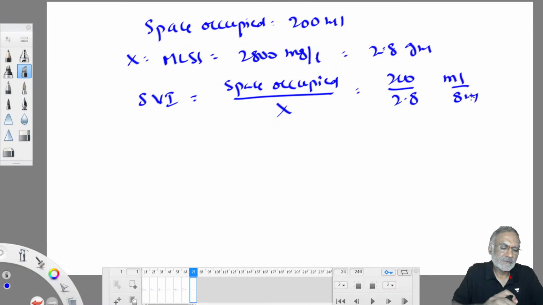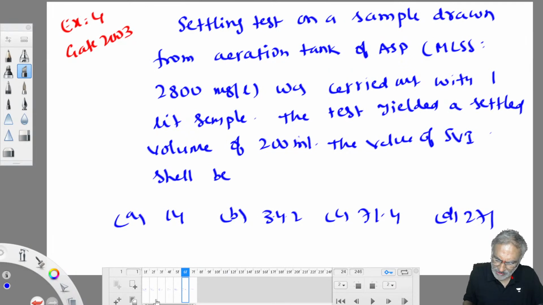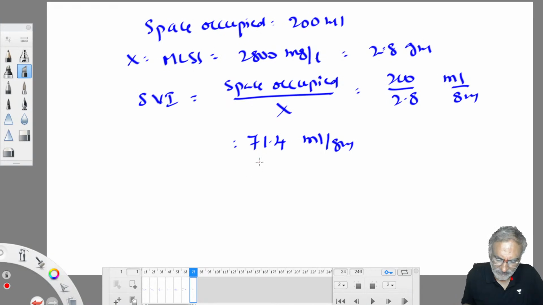Any difficulty? Anil Kumar, if you understand the concept, no difficulty. 200 by 2.8, 71.4 ml per gram. So which option is matching? C is matching. So like that you tick mark. Comfortable now? Activated sludge process. So 3 questions we solved before the break, in the first session. Now 4 more questions we have solved. So if you practice them, you will become perfect. Okay?